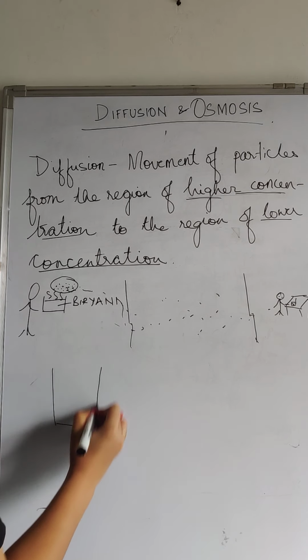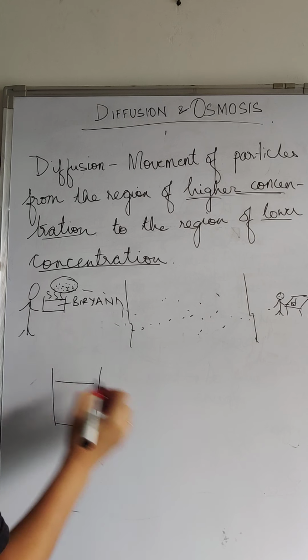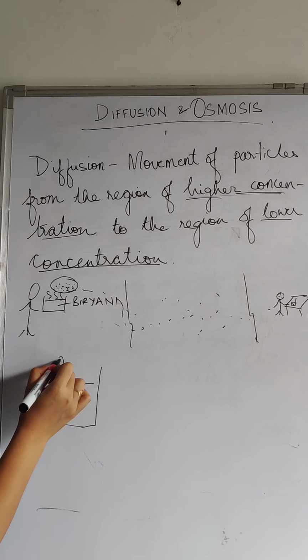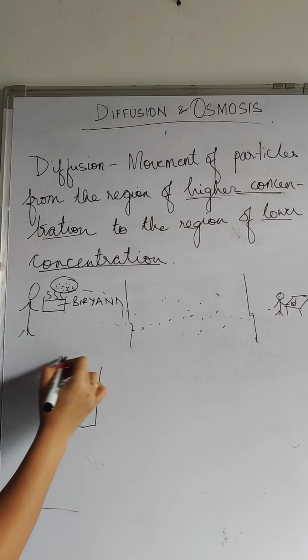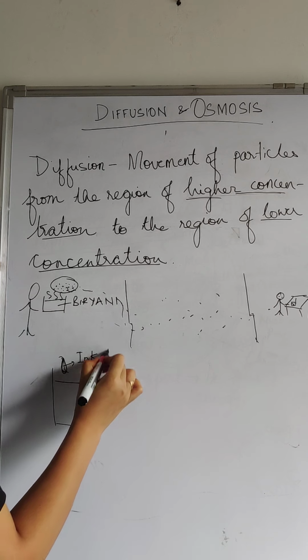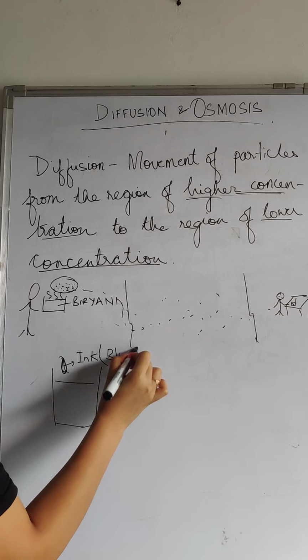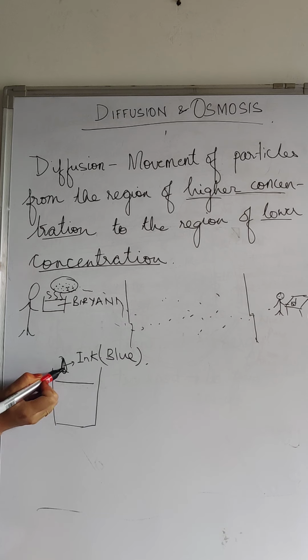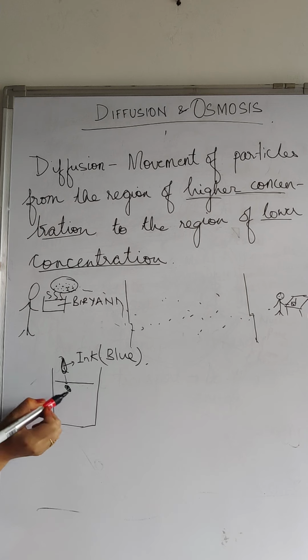Okay, another case, I'll tell you. You take a jar of water, and you drop a drop of ink, let's say blue ink. What happened to the blue ink? When you drop it here, in the first case, the amount of blue ink will be more. The particles of blue ink will be more. That means here there is a higher concentration of blue ink.